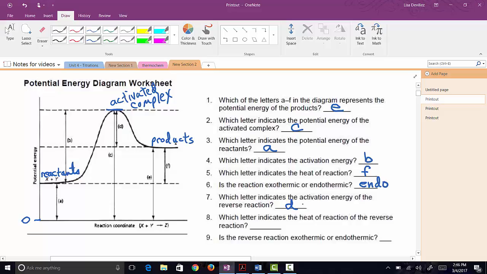And then it says which letter indicates the heat of reaction of the reverse reaction. Okay, so that is still going to be the same, because remember our enthalpy or delta H of the reverse reaction is going to have the same magnitude, because it's still the difference between products and reactants. It's just that the sign would be opposite. So letter F still represents the size of that change in energy. And then for the reverse reaction, where we're starting is at a higher energy than where we end up, so that means it is exothermic.